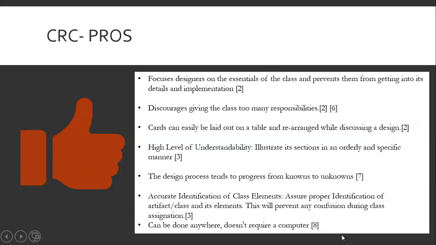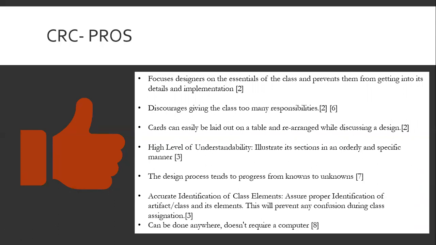The pros of using class responsibility collaboration are that it will help designers focus on the essentials of a class and prevent them from getting into the details and implementation aspect of the design process. It discourages giving the class too many responsibilities. The idea is that if the number of responsibilities can't fit on an index card, then you maybe need to rethink it. Cards can easily be laid out on a table and rearranged while discussing a design, and this can help you also see if there are gaps, what's missing. You might leave a space in between cards empty as you plan to make a new class in the future.